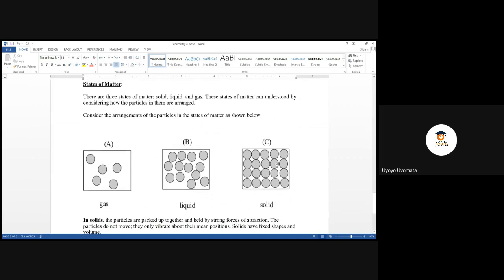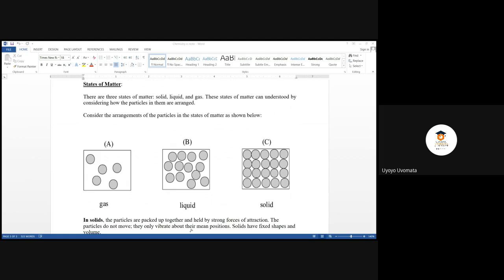At the beginning, we said that matter is made up of tiny particles. Some could be atoms, some could be molecules, and some could be ions, talking about the particles that make up a substance. Now, let me state this here. The different states of matter differ in the way the particles that make them up are arranged together. That is the major thing we need to know.